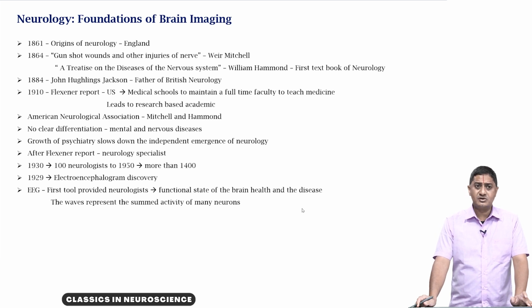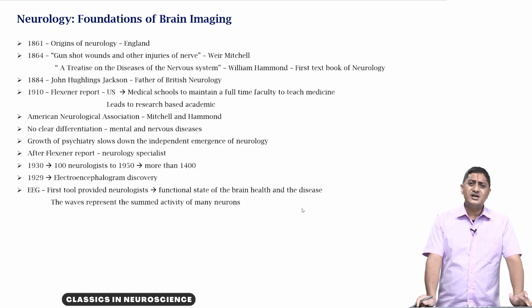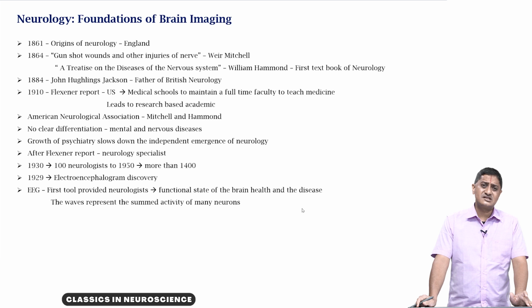After the Flexner report, there was a suggestion to have neurology as a specialization and specialists in neurology be trained. However, it was very difficult for neurologists to make ends meet, to make a living purely out of the practice of neurology in the early 1900s.